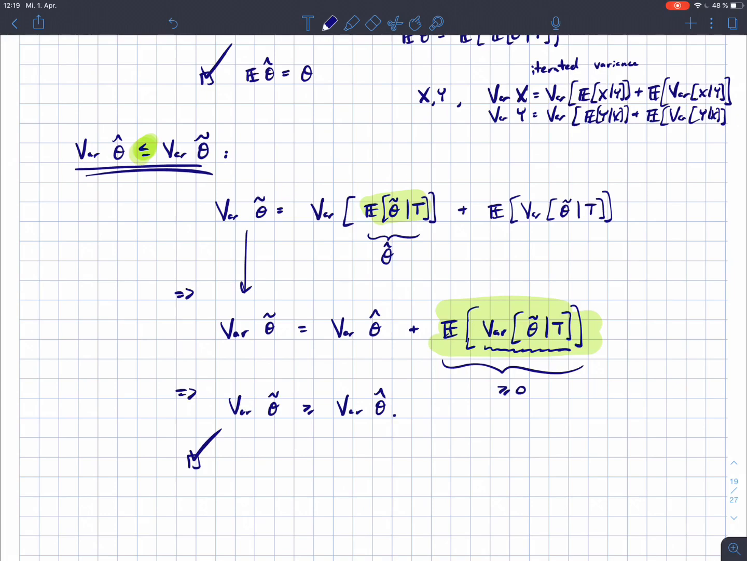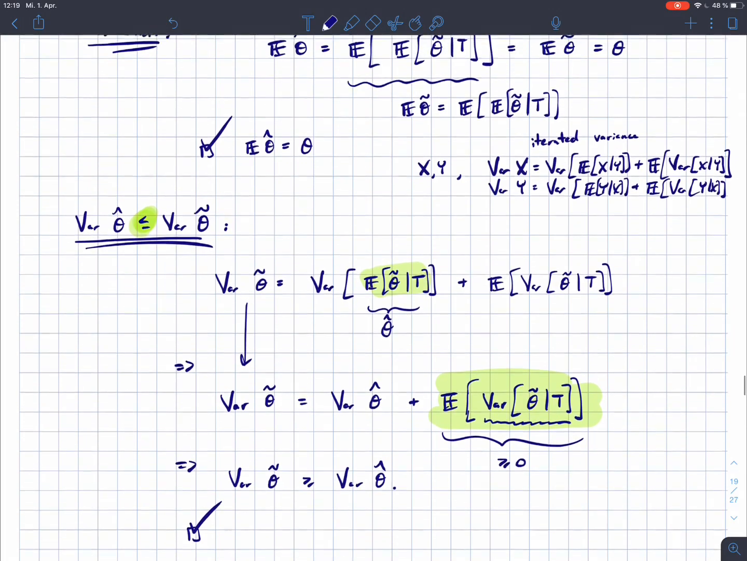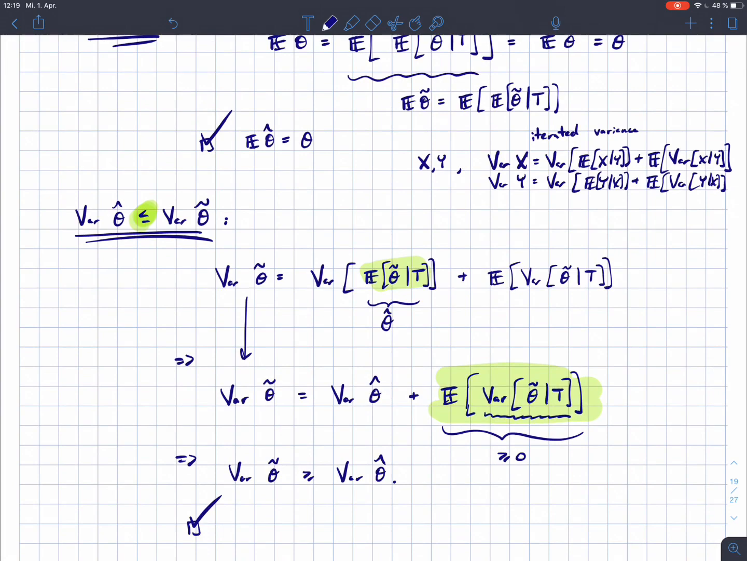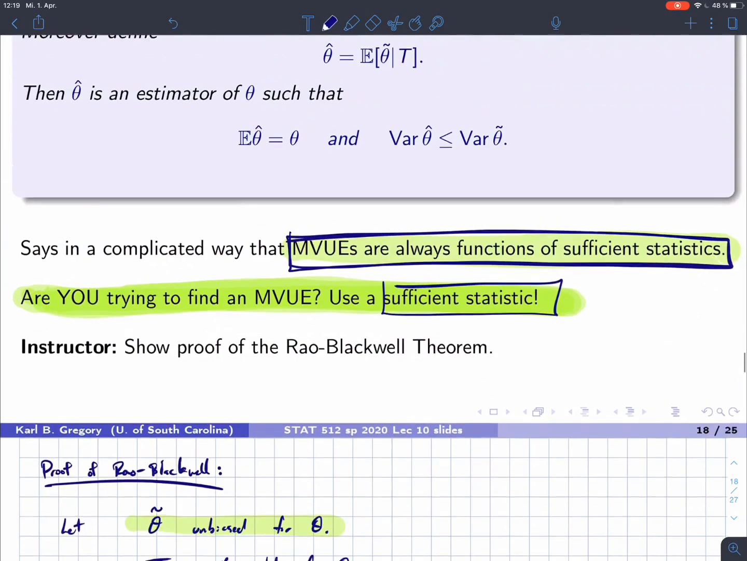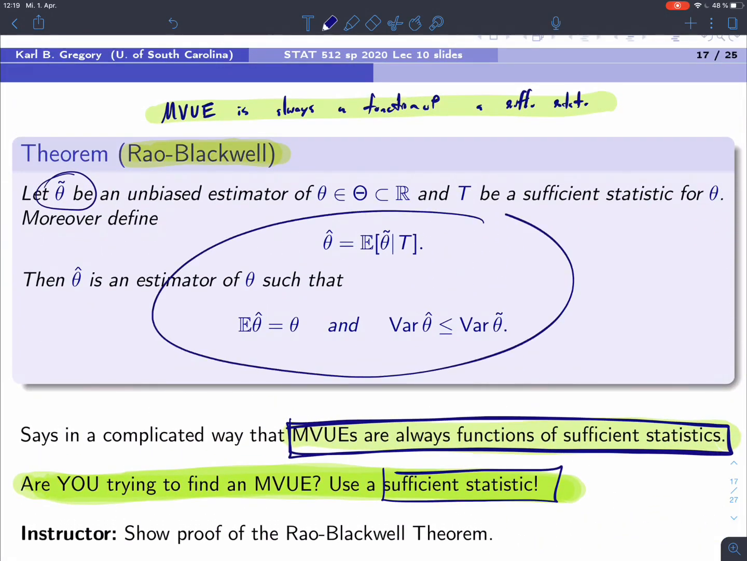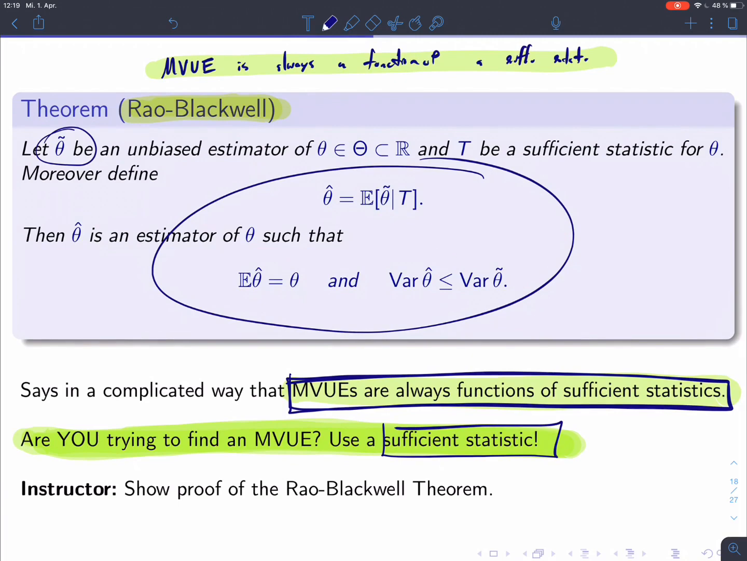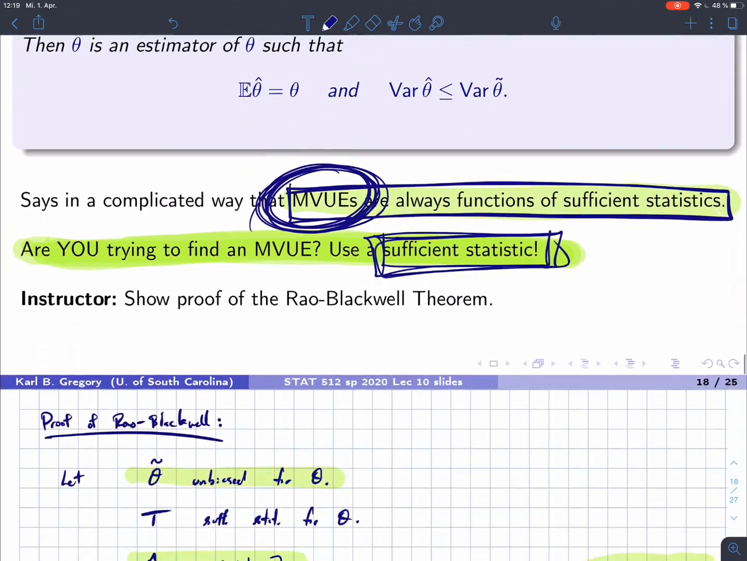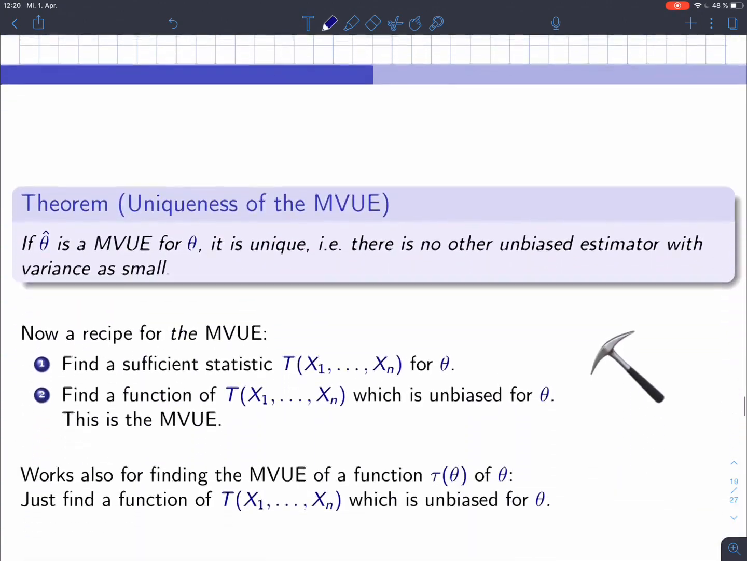And I think the theorem is very confusing. We can sort of convince ourselves that these statements are true, but the interpretation is kind of confusing. These statements seem kind of odd, but what's important is to just remember that we find the minimum variance unbiased estimator by using a sufficient statistic. Okay, so let me summarize in the next slide.